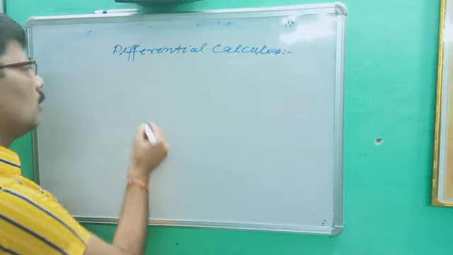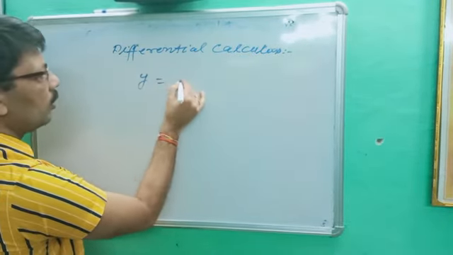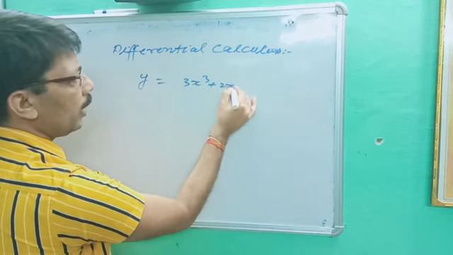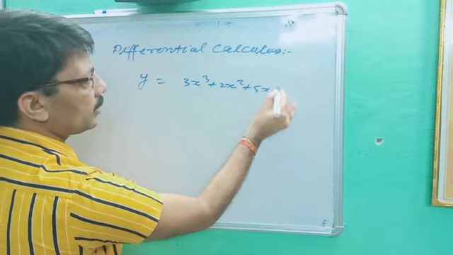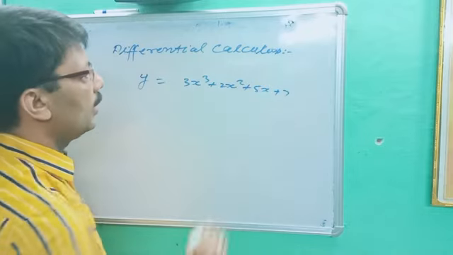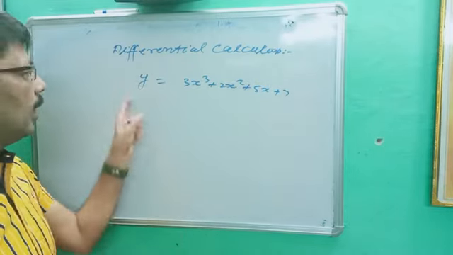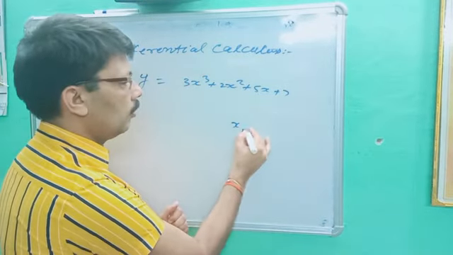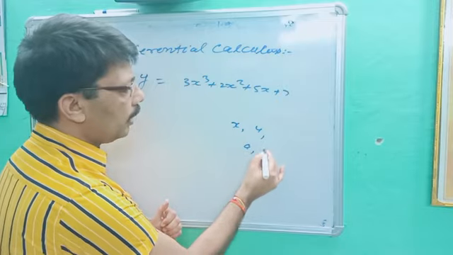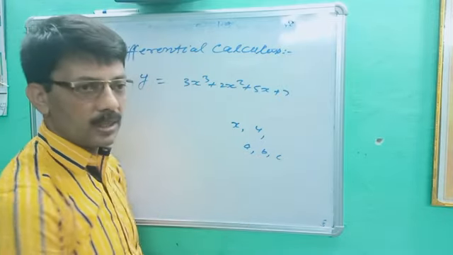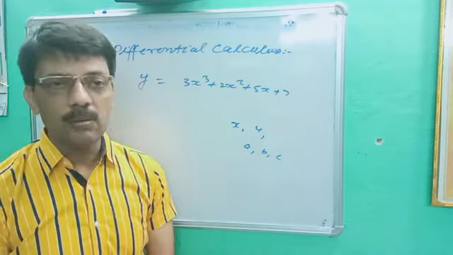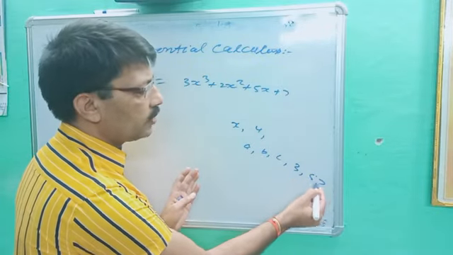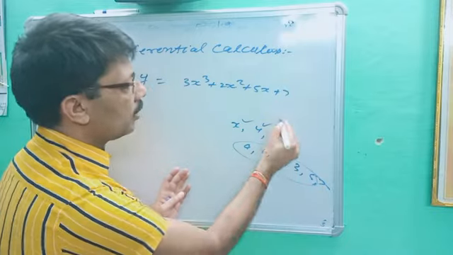Let's suppose y is written as y is equal to 3x cube plus 2x square plus 5x plus 7, something like this. What we notice is that x and y are both called variables, where a, b, c are called constants. A variable changes its value, a constant never changes its value, like 3, 5, 7 are called constants, while x and y are called variables.